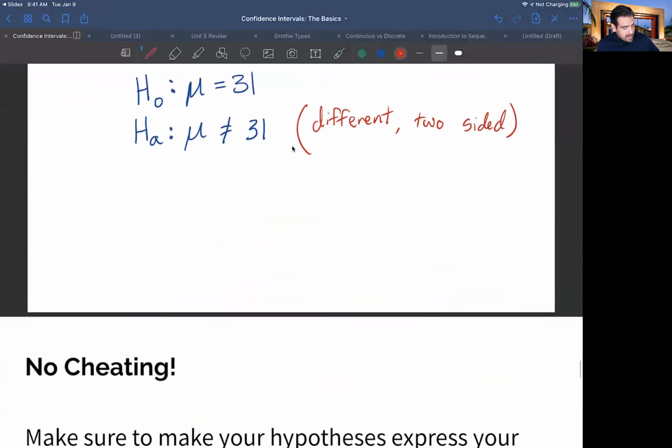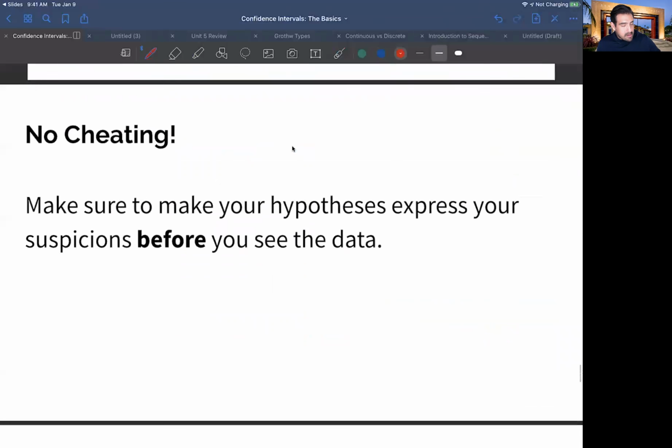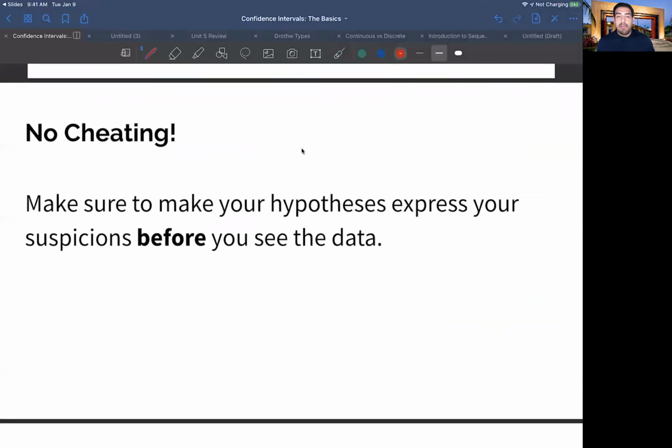So let's talk about actually running a significance test. But before we run the significance test, it's really important that you write down your hypotheses before you actually see your data, before you actually run your test. You wouldn't do a science experiment knowing the outcome and then write in your hypothesis, so you wouldn't run a significance test doing the same.